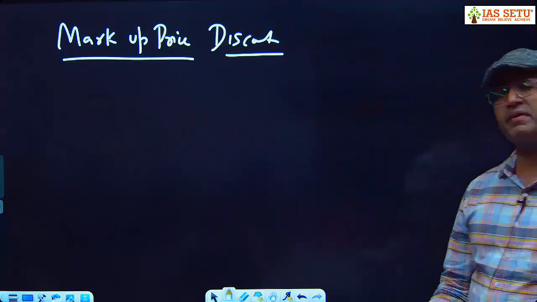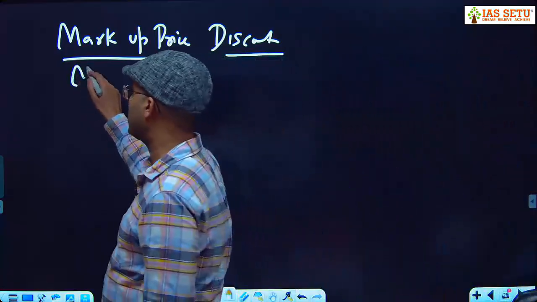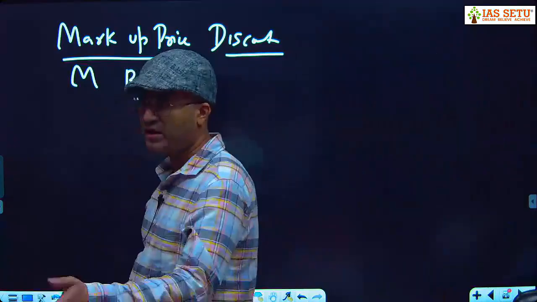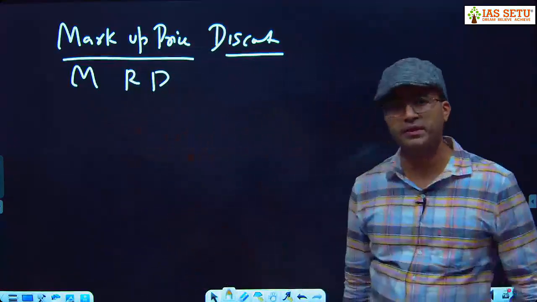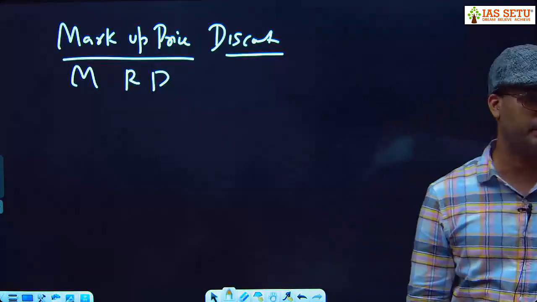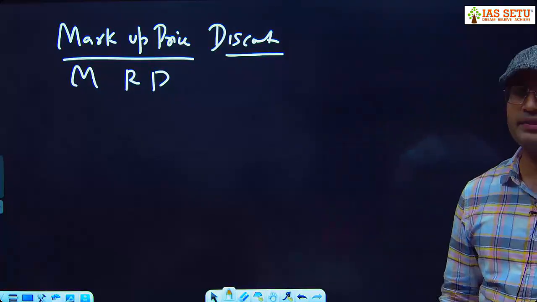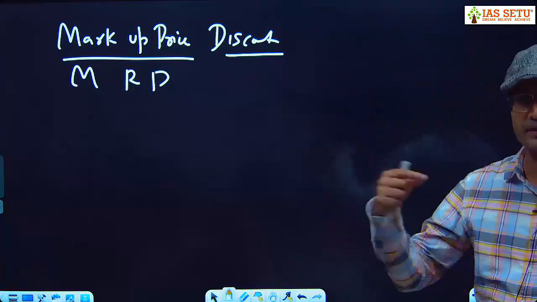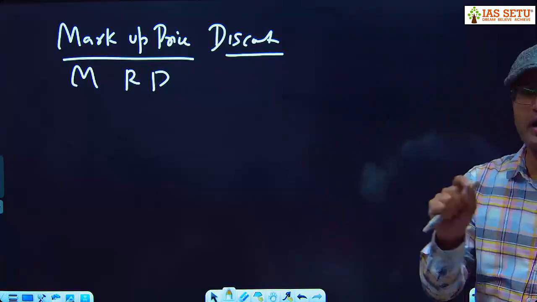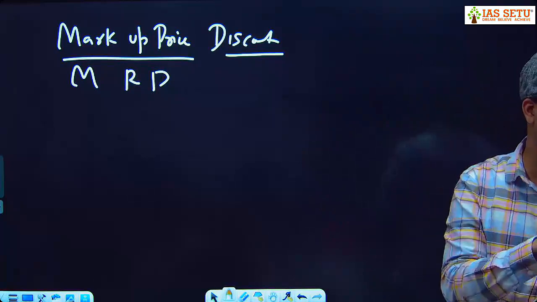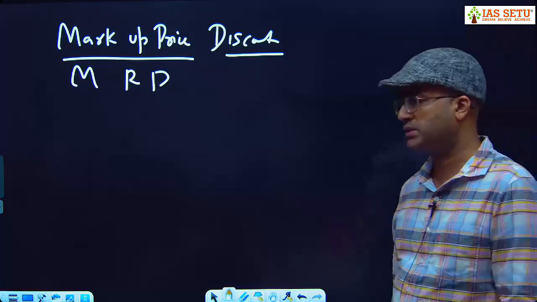मार्कअप प्राइस इज सेम एज एमआरपी. इसको एमआरपी भी बोल देते हैं, मैक्सिमम रिटेल प्राइस. एमआरपी, यू नो, किसी भी चीज के ऊपर एमआरपी लिखा होता है, दैट इज मैक्सिमम रिटेल प्राइस. एंड दैट इज ऑल्सो ए मार्कअप प्राइस. वही मार्कअप प्राइस है जो उसके ऊपर लिखा हुआ है, जो मार्क है उस पर लिखा हुआ है, मार्कअप प्राइस.